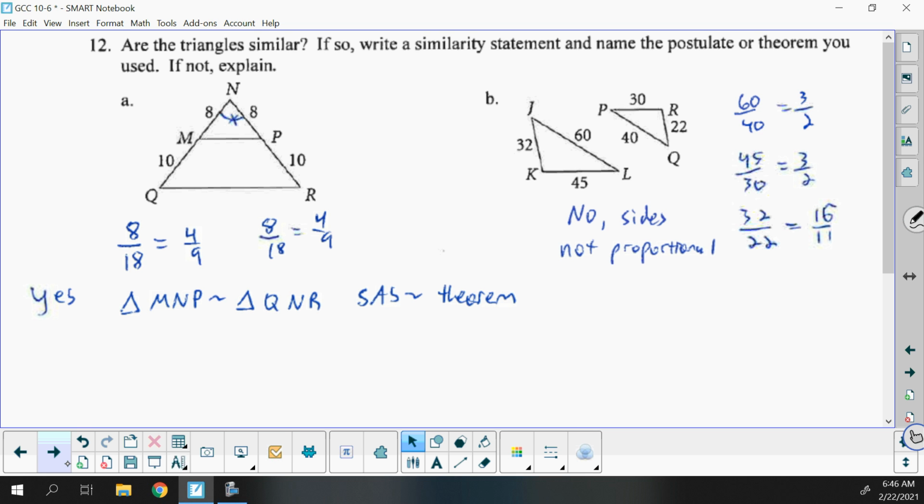In 12a, we've got a reflexive there. And in both cases, you have 8 over 18 for small triangle to big triangle, which reduces to 4/9. So they are similar by side angle side similarity theorem.